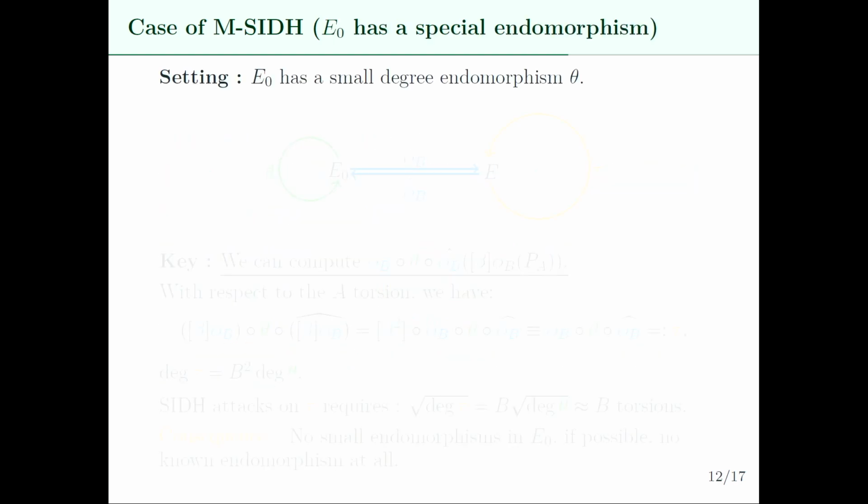And next, I explain the special case. We now say the starting curve E0 has a small degree endomorphism. So we think of the curve of j-invariant 1728 or some other famous curves. And the result of this slide is that when we use this kind of curve, MSIDH is broken.